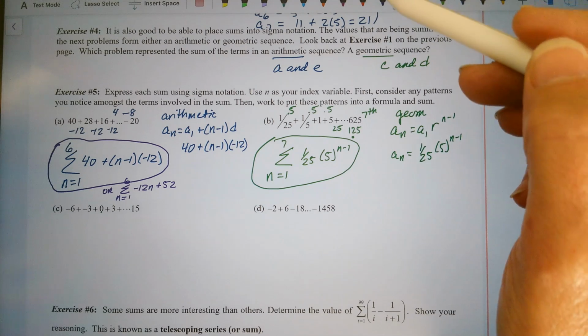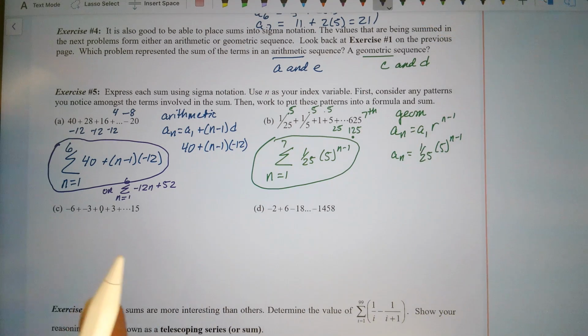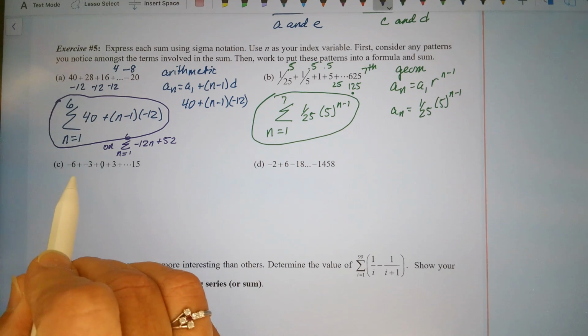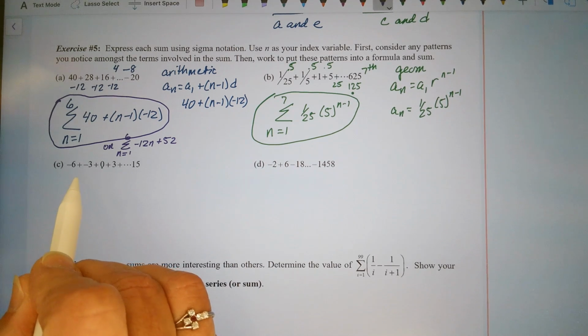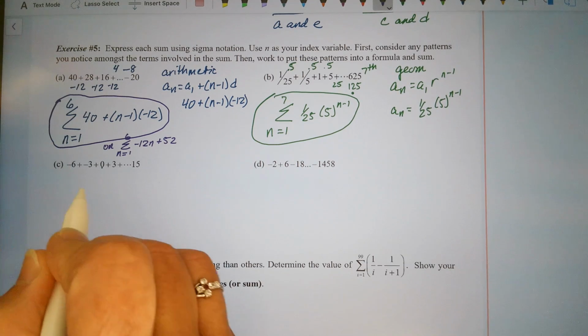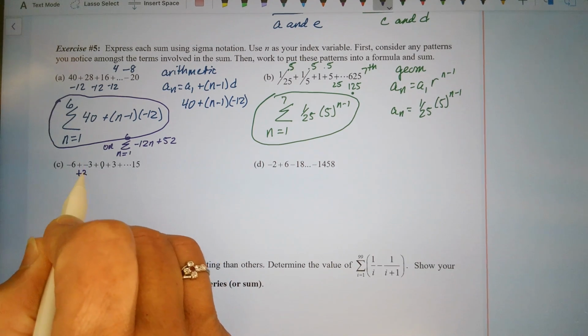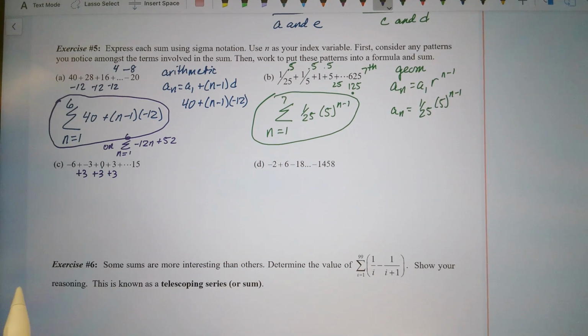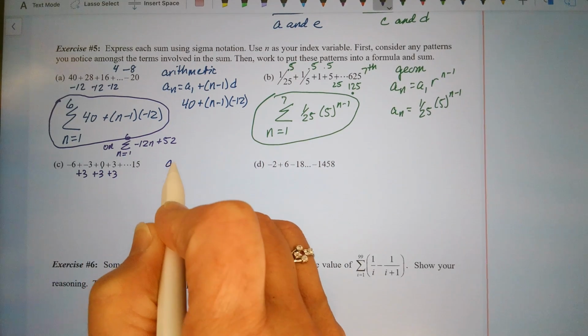For C, what's the pattern happening here? -6 plus 3 would give us -3. -3 plus 3 would give us 0. So we're adding 3. We're adding 3 each time. So this is an arithmetic.